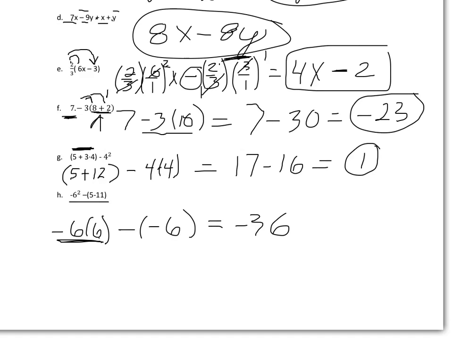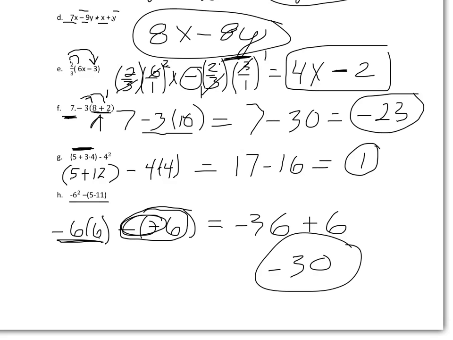And then if we have a negative times a negative right here, that really right there is going to become a positive, so that's going to be plus 6. Last thing we have to do is our addition. Negative 36 plus 6 is negative 30. And that is the answer there.